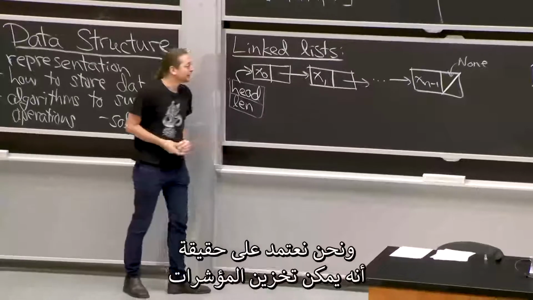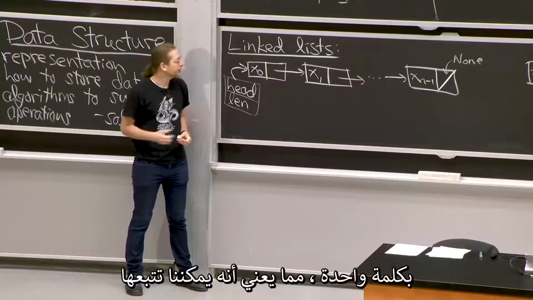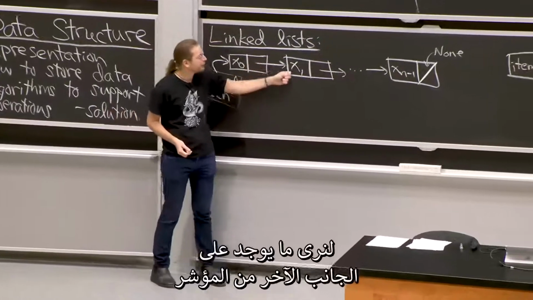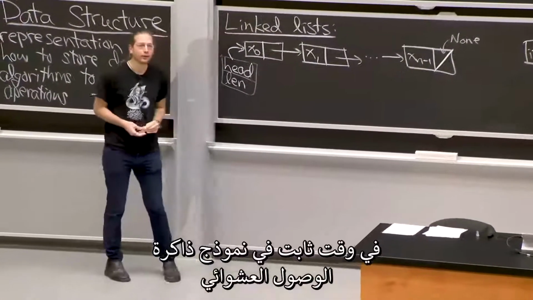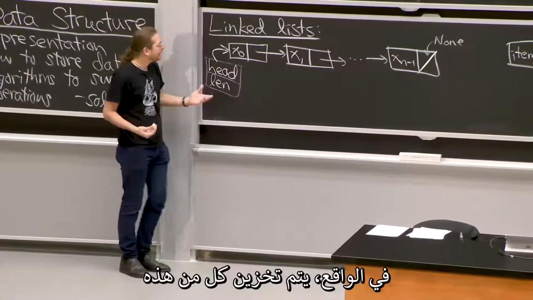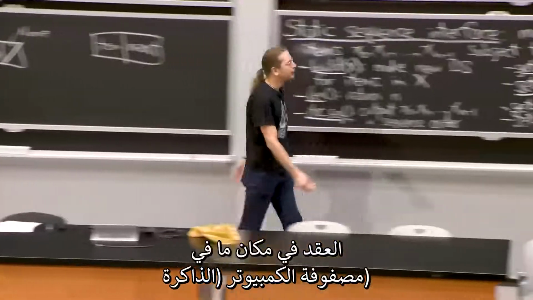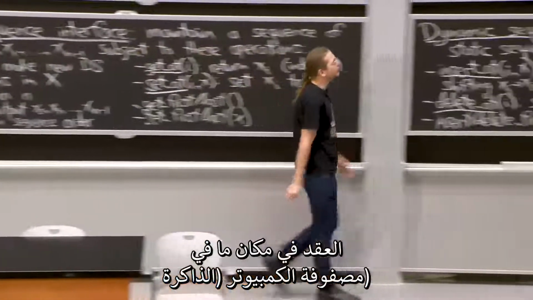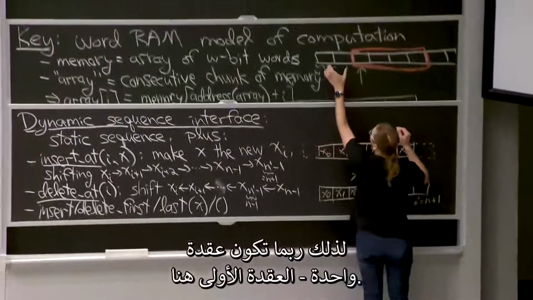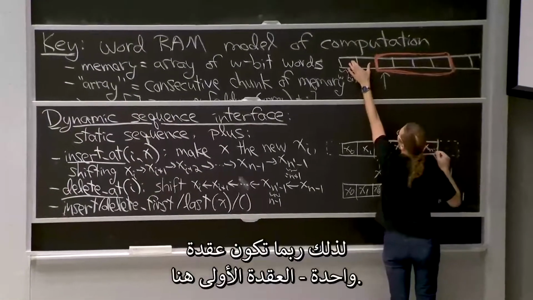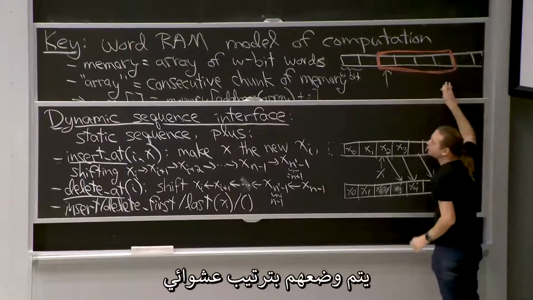And we're relying on the fact that pointers can be stored in a single word, which means we can dereference them. We can see what's on the other side of the pointer in constant time in our word RAM model. In reality, each of these nodes is stored somewhere in the array of the computer. So maybe each one is 2 words long. So maybe the first node is here. Maybe the second node is here. The third node is here. They're in some arbitrary order.